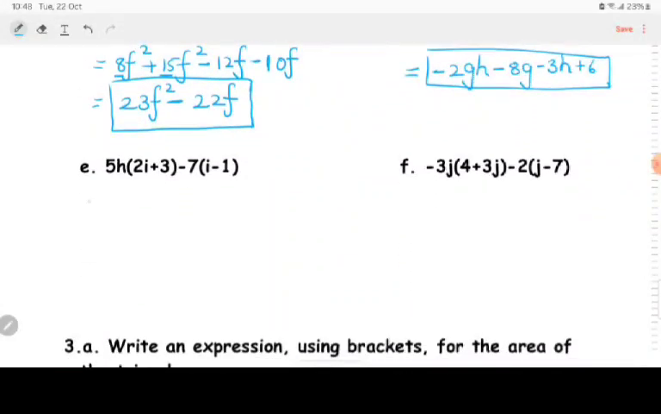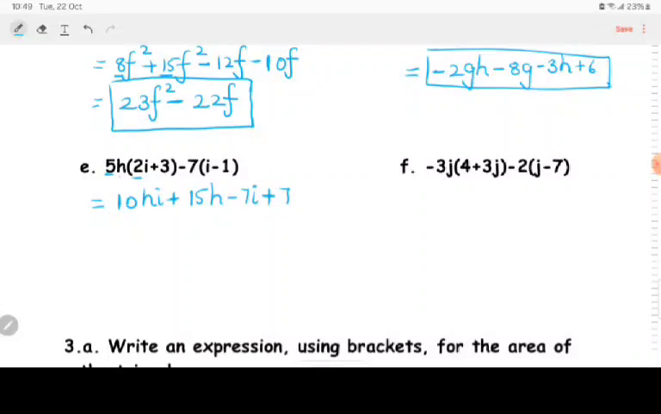Let's go to the next sum. 5 into 2 makes it 10. H into I, HI, plus 5 3s are 15H. Minus 7I, minus and minus becomes plus. 7 into 1 makes it 7.